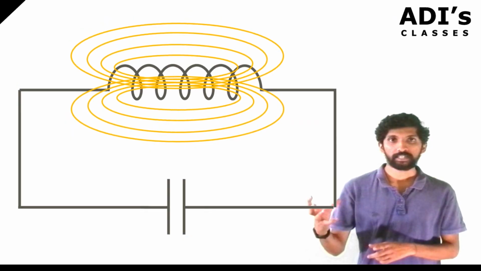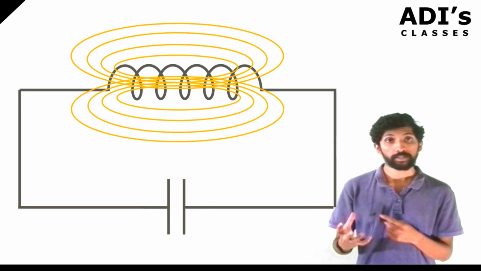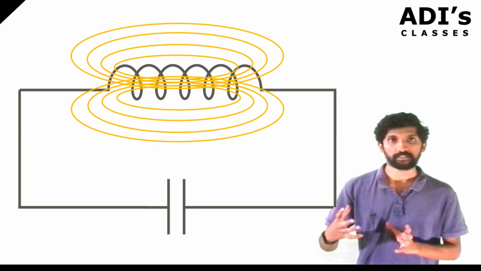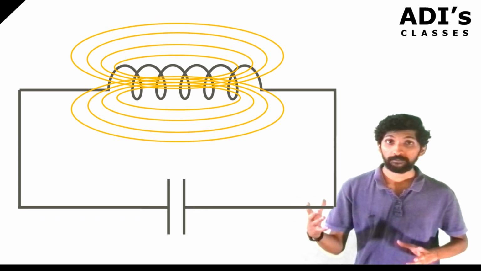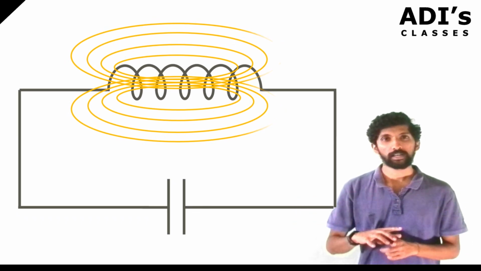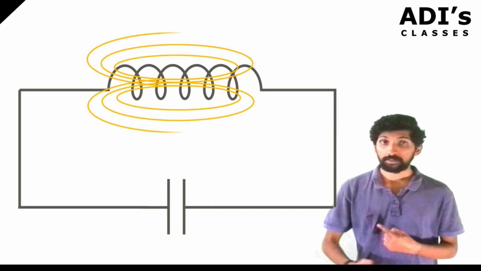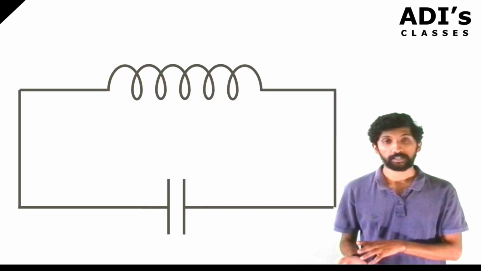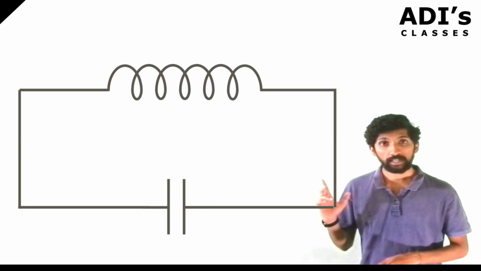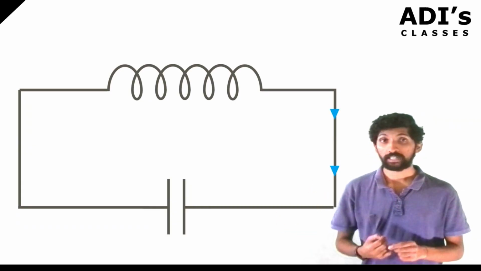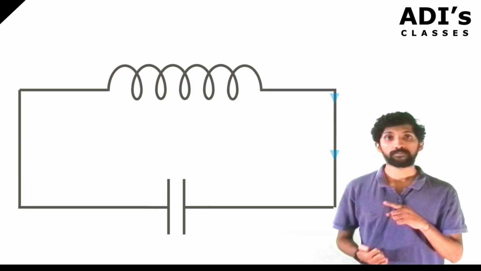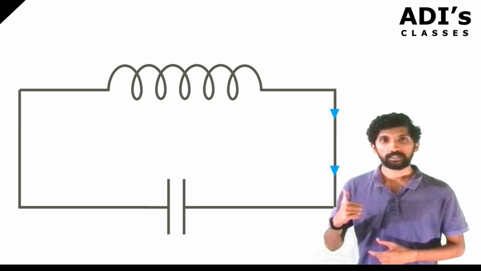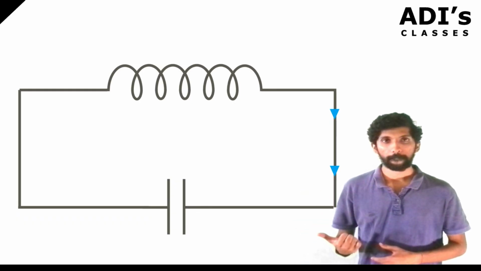Then what happens? There is no source to increase the magnetic field. So the magnetic field will keep on decreasing, correct? As the magnetic field keeps on decreasing, what happens? There is an induced EMF, correct? The induced EMF will be in the opposite direction, correct? So the current will keep on going like this. Current meaning the charges, the movement of charges. So the charges will keep on moving in this way.